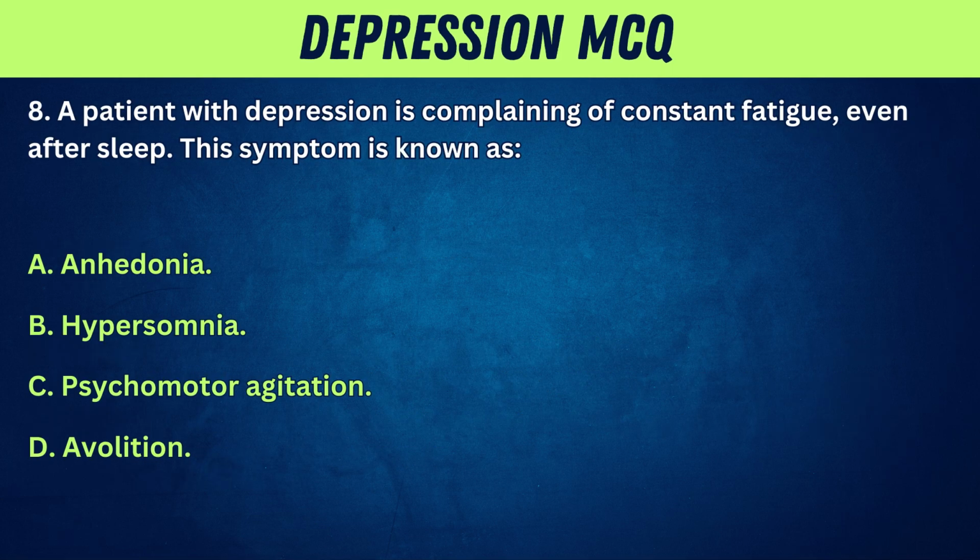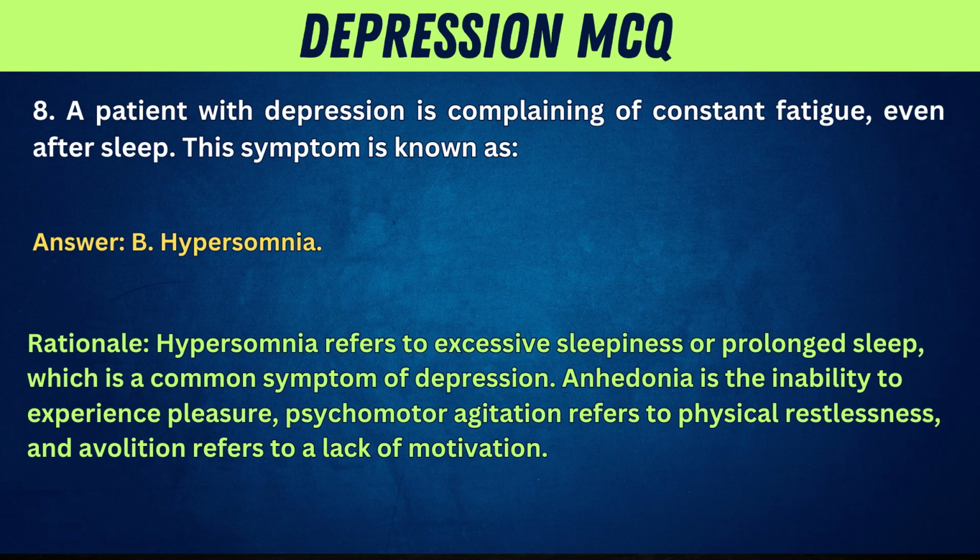8. A patient with depression is complaining of constant fatigue, even after sleep. This symptom is known as A. Anhedonia. B. Hypersomnia. C. Psychomotor agitation. D. Avolition. Answer: B. Hypersomnia. Rationale: hypersomnia refers to excessive sleepiness or prolonged sleep, which is a common symptom of depression. Anhedonia is the inability to experience pleasure. Psychomotor agitation refers to physical restlessness, and avolition refers to a lack of motivation.